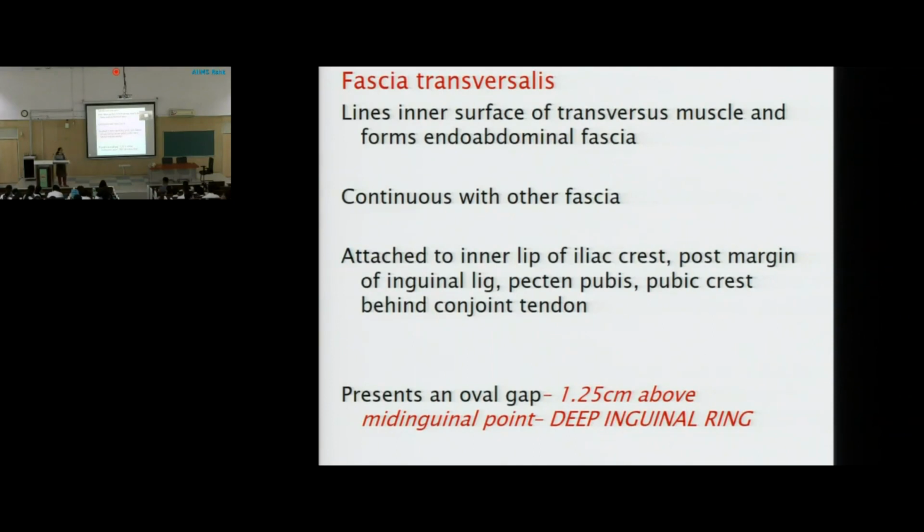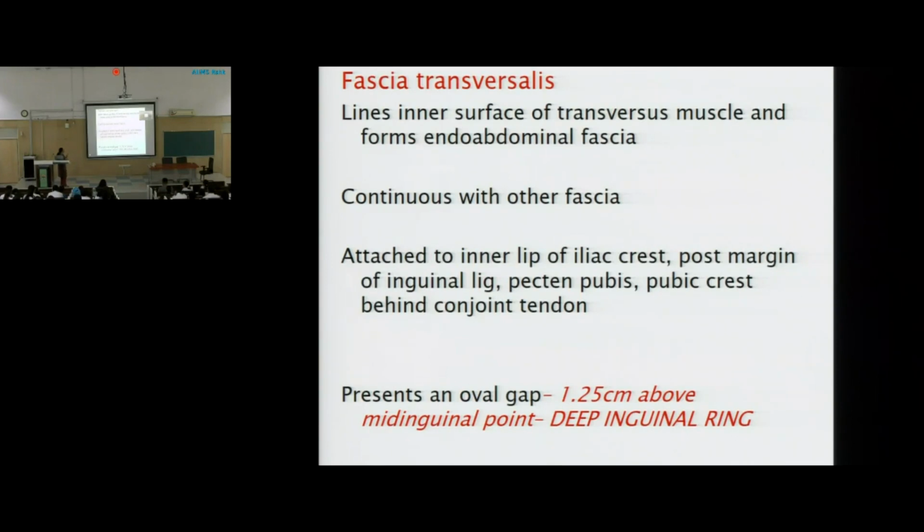Come on, children. Fascia transversalis lines the inner surface of the transversus muscle and forms the endo-abdominal fascia, continuous with other fascia, attached to the inner lip of the iliac crest, posterior margin of the inguinal ligament, pecten pubis, pubic crest, behind the conjoint tendon. It presents an oval gap 1.25 cm above the mid inguinal point, the deep inguinal ring. I didn't understand that last part, the deep inguinal ring. In which context, mid inguinal point?